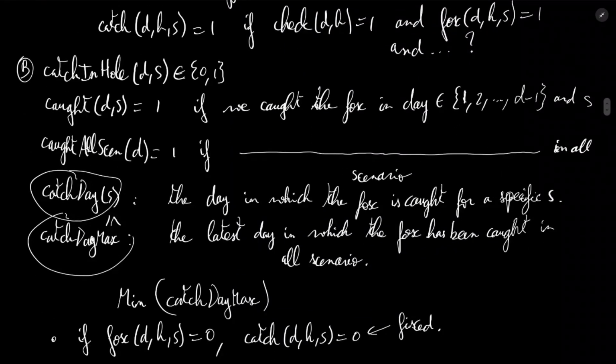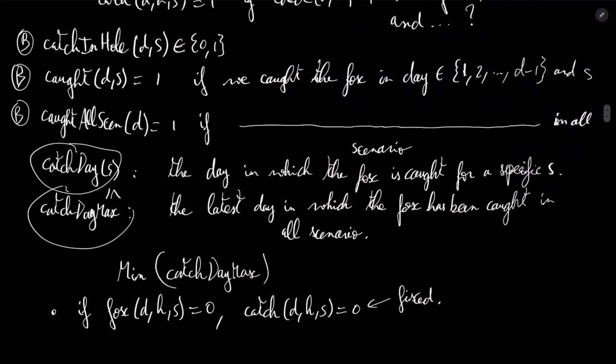Caught DS, same thing. It's equal to 1 if we have previously caught the fox, otherwise it's 0. Caught all scenarios, 0 or 1, so binary. So as you can see, not a lot of continuous variables, but we're going to see that actually most of them can be defined as continuous.